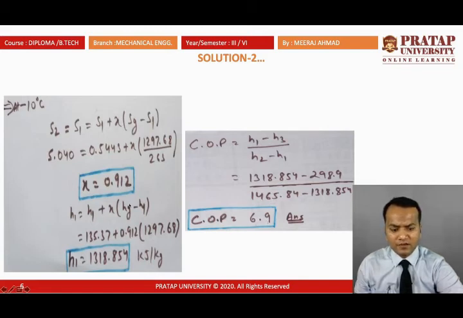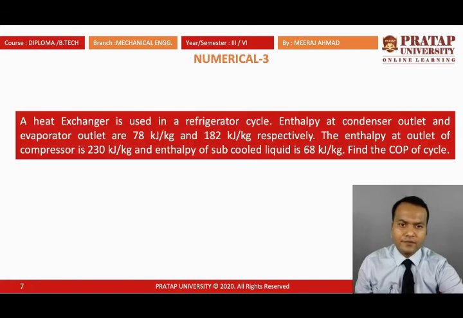So in this formula, first you have to find the H value. You find it from H2 equal to H1. This H2 equal to H1 is very important. From here you find the value of X. Then put the value of X in the enthalpy at point 1, which is the wet region. Then you can find H1. Then put the value of H1 in the COP formula, and you can get the COP. Now move to the next question.